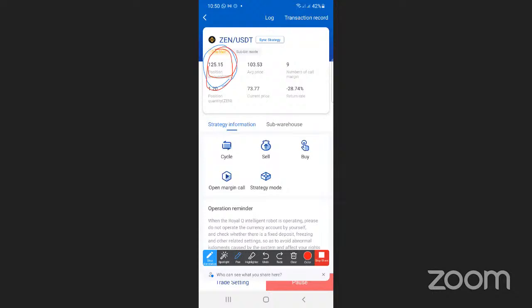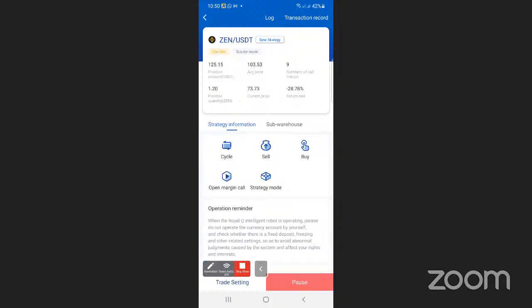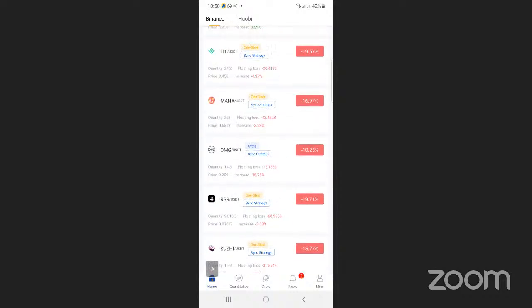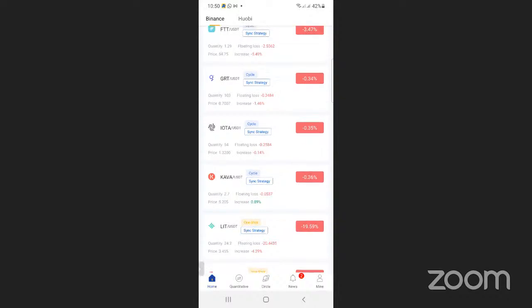But its average price is 103. But its current price is 173, meaning if this robot is to sell, it will sell at the average cost of 103. But let us look at these other coins and see. For example, one that has little floating loss, Canva.